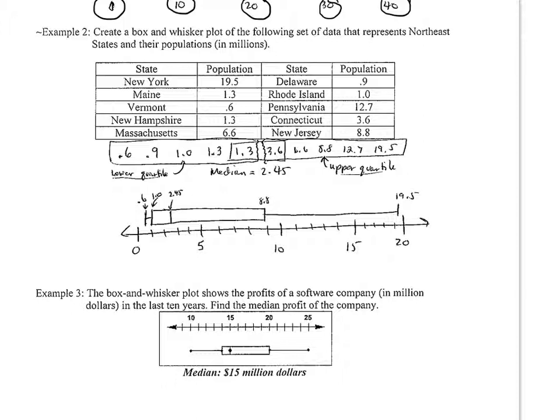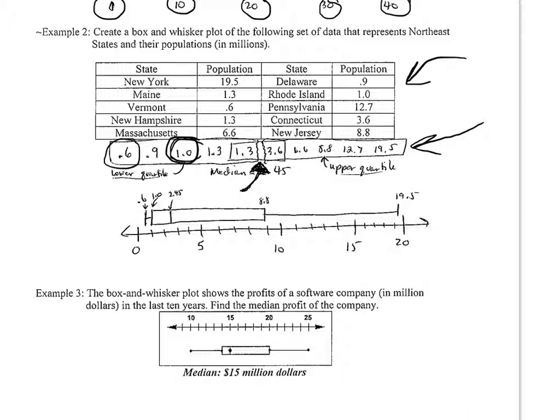So to recreate a box and whisker plot of the following set of data that represents Northeast states and their population in millions, I put all these numbers here in order from least to greatest. I find the median, and in this case the median is right in between these two numbers. So I find that middle number in between those, add them together, divide by 2. Then I take this group of numbers. Now in this case I'm going to include 1.3 in the lower half because my median wasn't one of the numbers. I find my lower quartile, which is 1 right here.